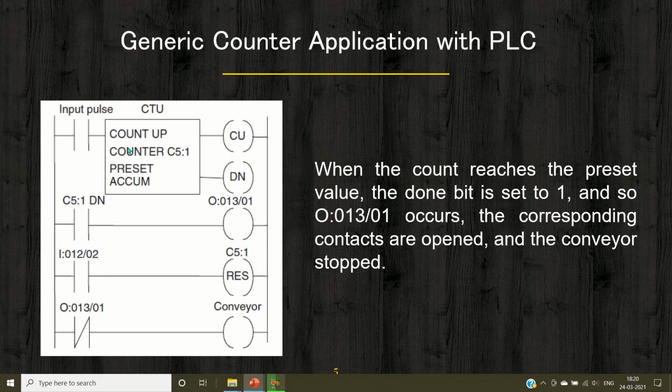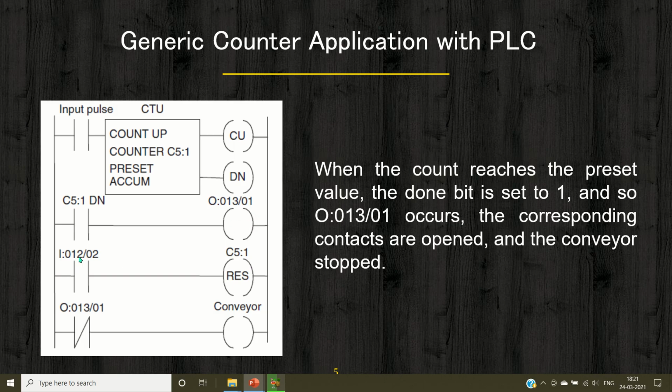So under these circumstances, you can see here, this is the generic counter application. When the counter reaches the preset value, the done bit is set to 1. And so this output 013/01 is associated with the NO contact of this DN bit. So this DN bit has one NO contact as well as one NC contact. You can use that NO and NC contact as many times as you want in your program. So that you have used here and the output is associated with it.